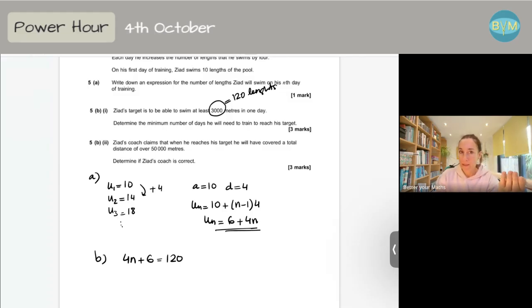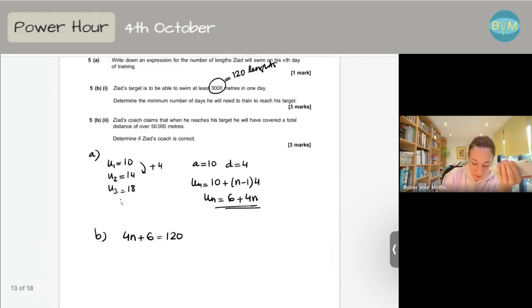It's very likely that in these questions, you don't get a whole number. So then we think what we do. So n is going to be 114 divided by 4, which is 28.5. How many days does he need? The minimum number of days. So here, n is the number of days. In this case, we will round up anyway. So he will need 29 days.